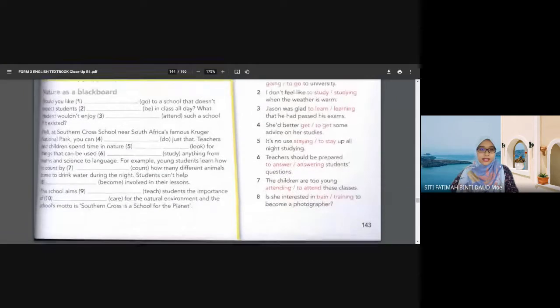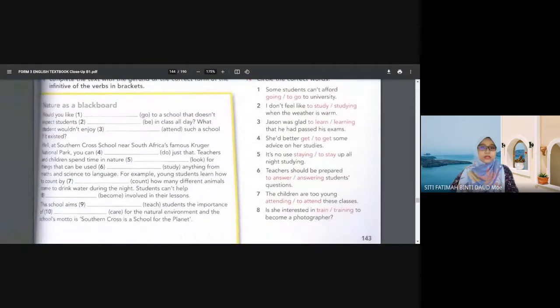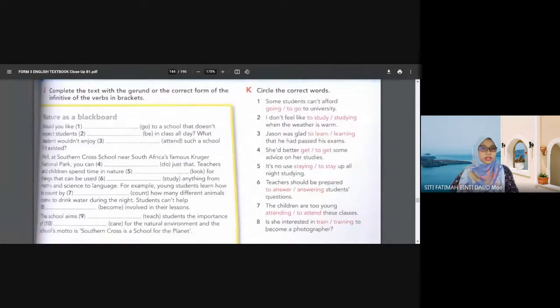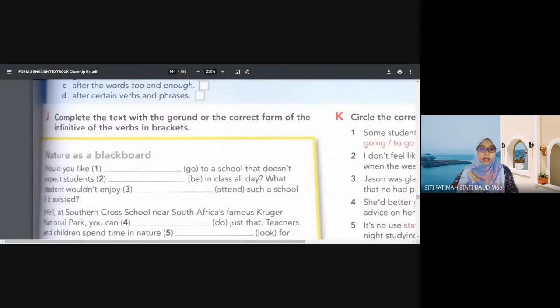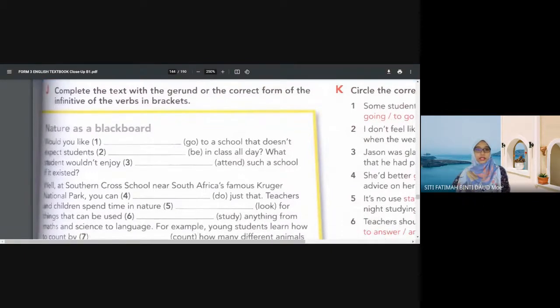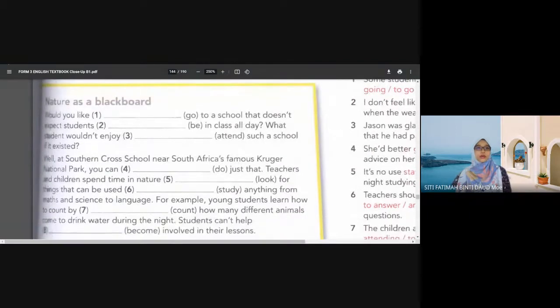Let's see the exercises. Okay, I give you 2 minutes. I'm not sure if 2 minutes is enough, but let me know if you have finished. So complete the text with the gerund. Okay, so please do J right now. Complete the text with the gerund or the correct form of the infinitive of the verb in brackets. So you choose, is it going or to go? Okay, all right, do it now. 2 minutes, and I would like to have someone else to read the text, please.